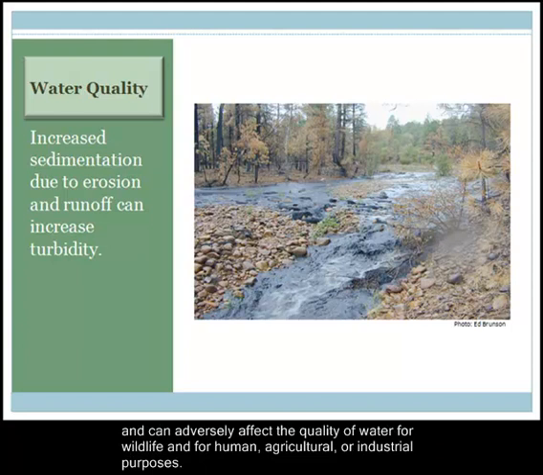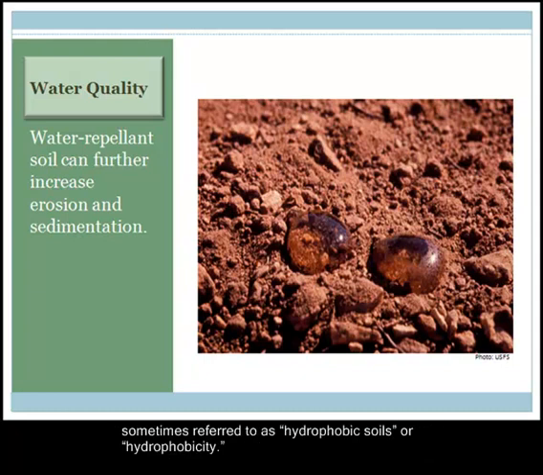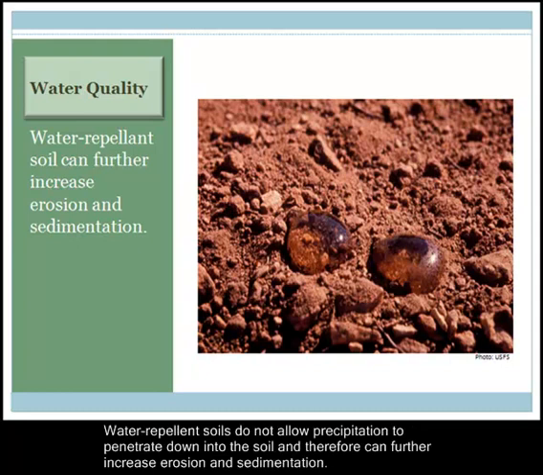agriculture, and industrial purposes. High-severity fires in some ecosystems, such as chaparral shrublands, can cause the formation of water-repellent layers in the soil, sometimes referred to as hydrophobic soils or hydrophobicity. Water-repellent soils do not allow precipitation to penetrate down into the soil, and therefore can further increase erosion and sedimentation.